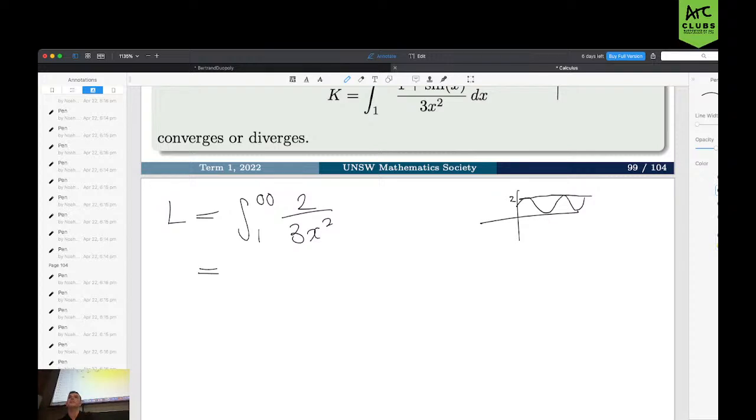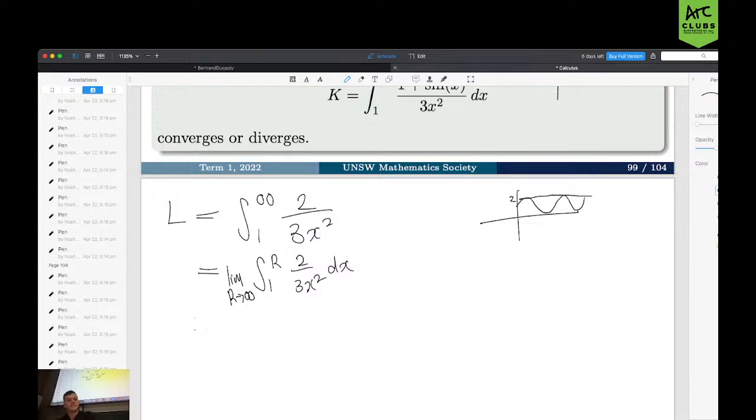So instead of subbing in infinity when we eventually do our integral, what we're going to do is the integral from 1 to r of this thing, and then take the limit as r approaches infinity. So instead of subbing in infinity, you're subbing in r and then taking the limit as r approaches infinity.